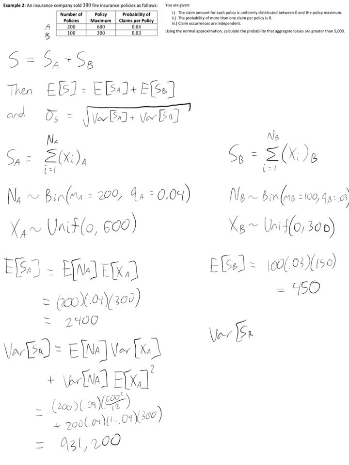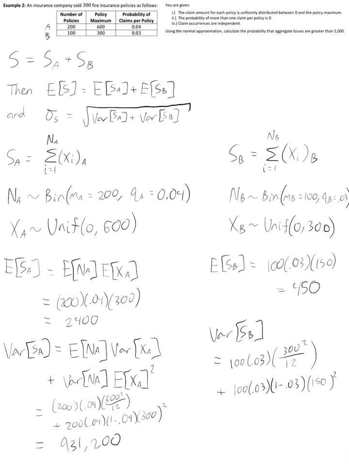And finally, for similar reasons, the variance of B comes out to the expected value of this binomial, 100 times 0.03, times the variance of that uniform, which is now 300 squared over 12. Similarly, plus the variance of this N, which is again m times q times 1 minus q, or 100 times 0.03 times 1 minus 0.03, times the expected value of that uniform, which we said was 300. Sorry, we said was 150. And of course, we have to square both of those.